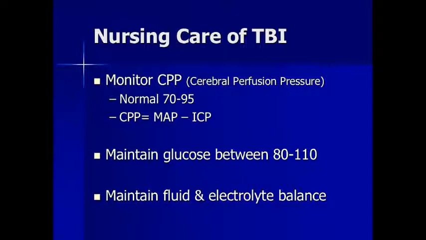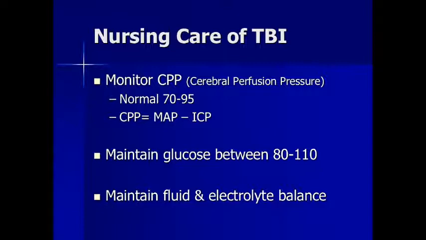We want to make sure that patients that have traumatic brain injuries have their head of the bed elevated 30 to 45 degrees, and that we keep their head and neck in alignment and avoid any neck flexion. We want to make sure that we maintain glucose levels between 80 and 110, because what we've found is that increased levels of glucose have increased the mortality in patients with traumatic brain injuries.